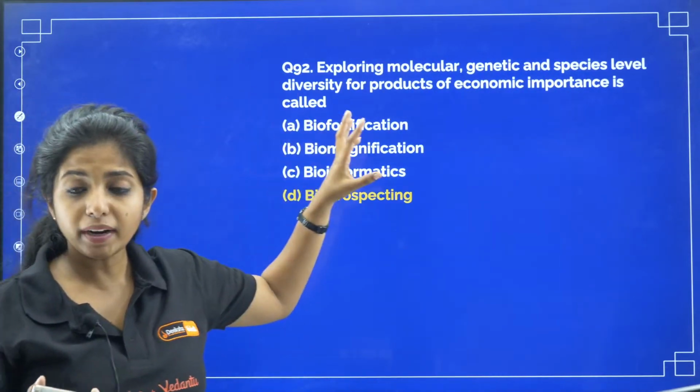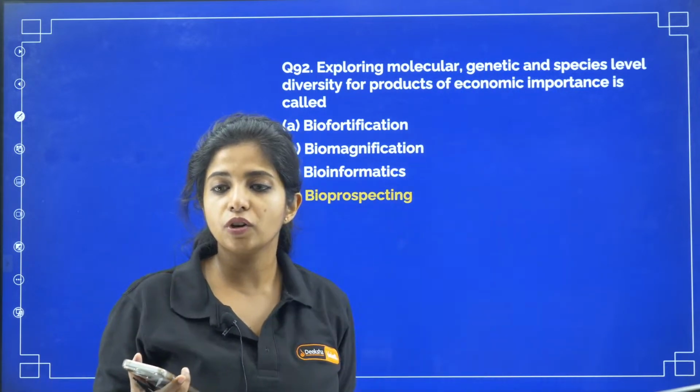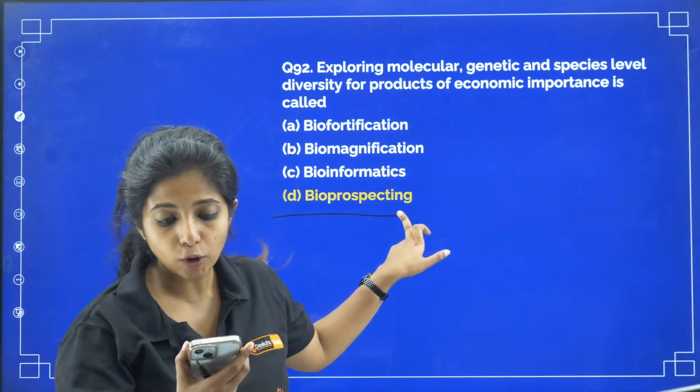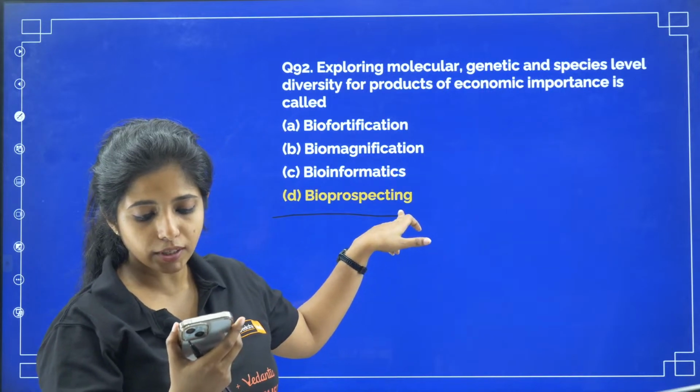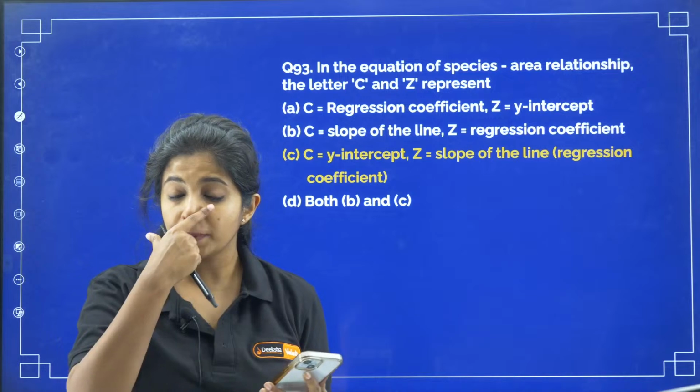Biodiversity hotspots. Now, my dear children, when you are exploring molecular, genetic, species level diversity for products of economic importance, what do you call this? You call this as bioprospecting. Okay, what do you call this? Bioprospecting.